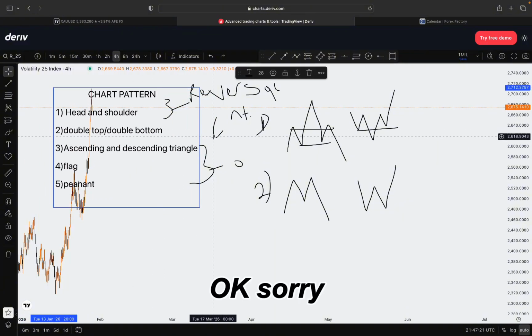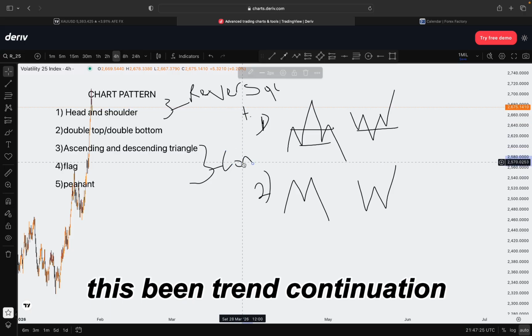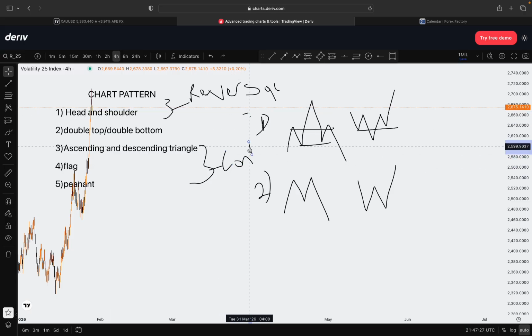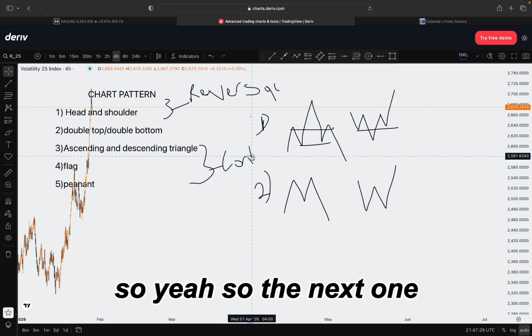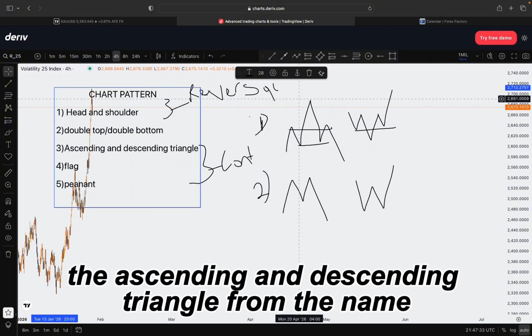Okay, sorry. This being trend continuation. All right. So the next one is the ascending and descending triangle.